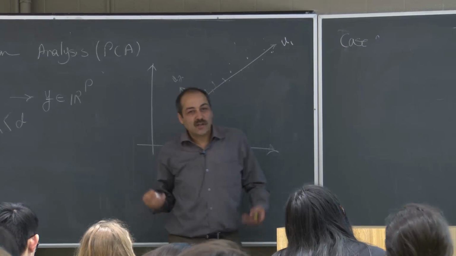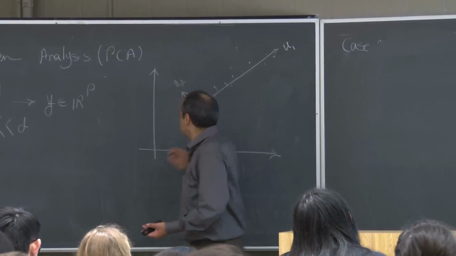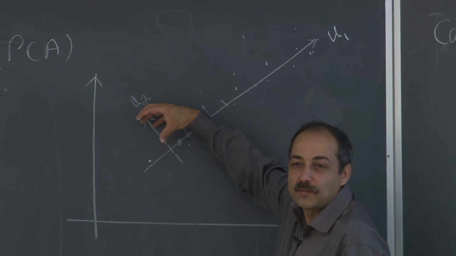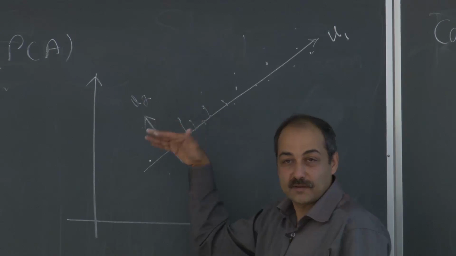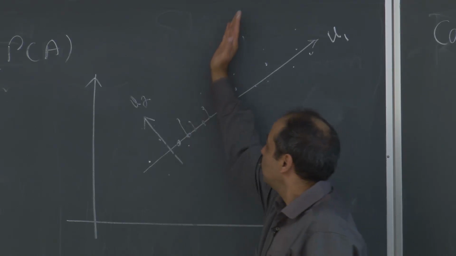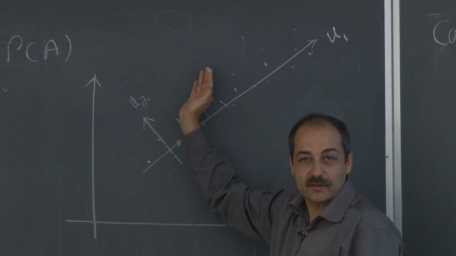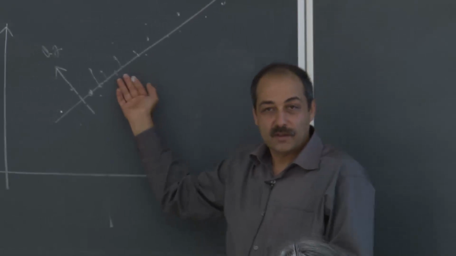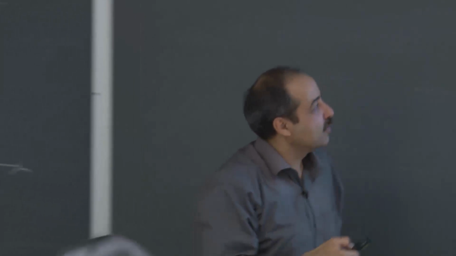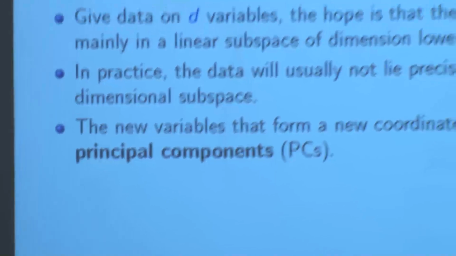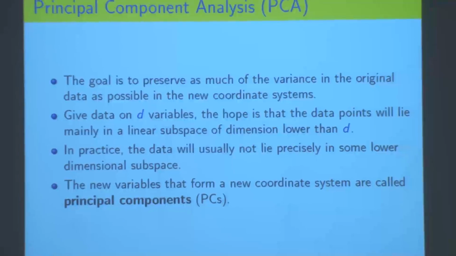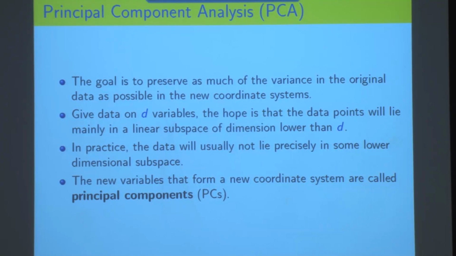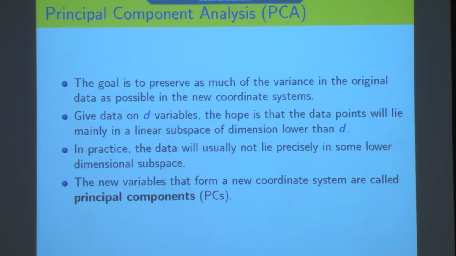So definitely I lost some information, but the amount of information that has been lost through this process is minimum compared to any other line. If I choose this line, I'm going to lose more information. So if I want to go from 2 dimensions to 1 dimension, that's the best way to go, because I'm going to lose less information. So the goal is to preserve as much of the variance in the original data as possible in the new coordinate system through this process.